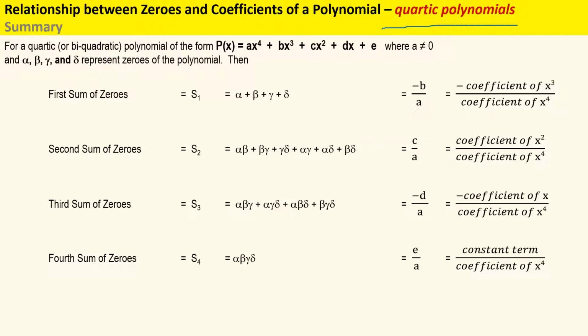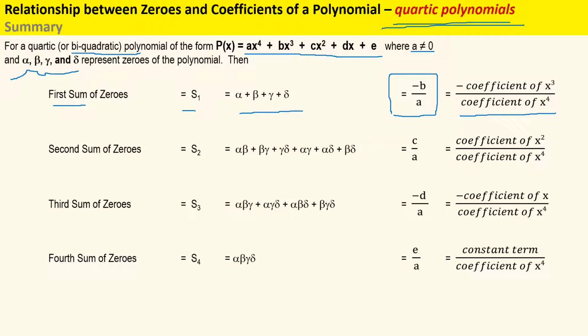Let's now move on to quartic polynomials. These are the polynomials which have degree 4, and they are sometimes called biquadratic polynomials. Their general form is ax to the power 4 plus bx cube plus cx square plus dx plus e, where a is not equal to 0. And now let's represent their 4 zeros as alpha, beta, gamma and delta. Their first sum of the zeros, that is S1, will be equal to alpha plus beta plus gamma plus delta, will be equal to minus b by a, that is minus of the coefficient of x cube divided by the coefficient of x raised to power 4.